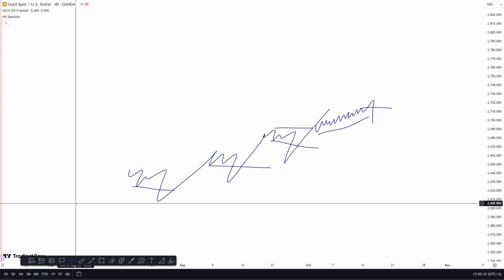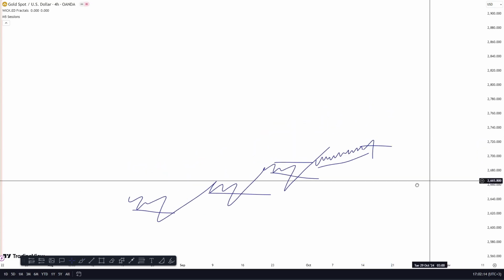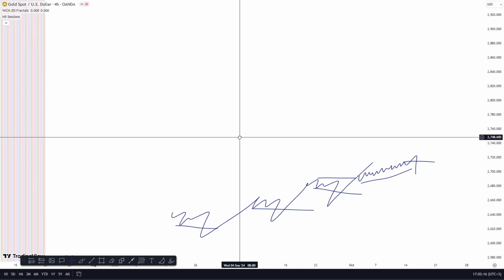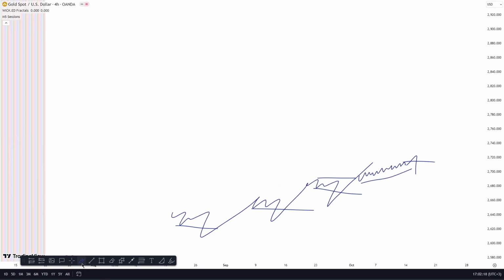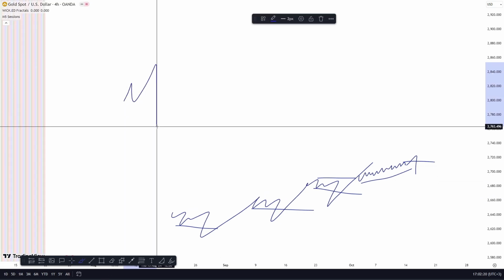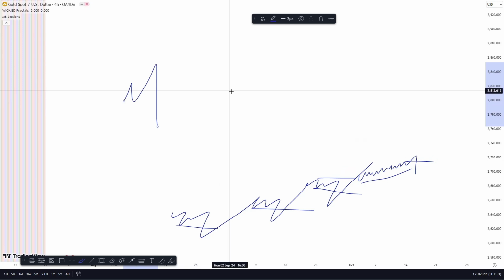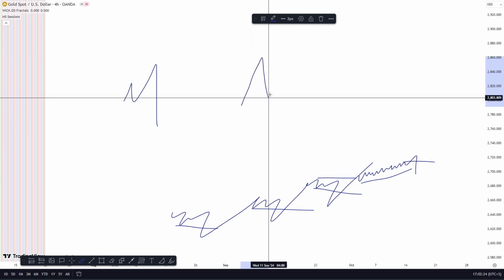Now about entry models. For reversal trades I have two entry models. The first entry model is regular manipulation. The second entry model is market structure shift.